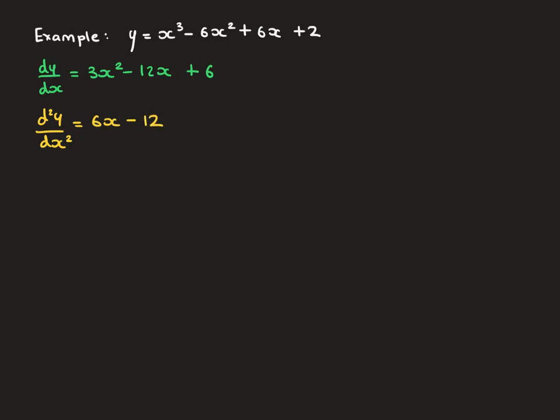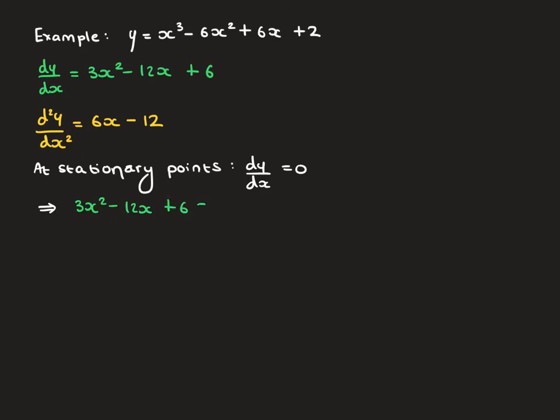So the first thing that we will do is we will use the first derivative to identify any stationary points. So this means that we need to set 3x squared minus 12x plus 6 equal to 0. Let's divide through by 3, so x squared minus 4x plus 2 equals 0. And this isn't going to factorise, but it does have roots.